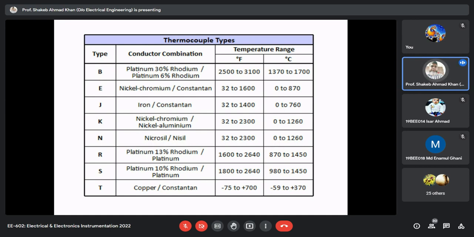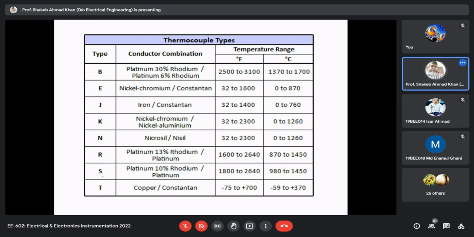B type is made up of, you can see the material and composition, all these things: iron, constantan, nickel, chromium, nickel, aluminum. Many metals are used, and these are the commercially available standard thermocouples, and their temperature ranges depend on the characteristic of the metals used, and you can see that they are used at different temperatures. But if you go to the market, you have to specify which type of thermocouple you want to purchase: B type, E type, J type, K type, N type.